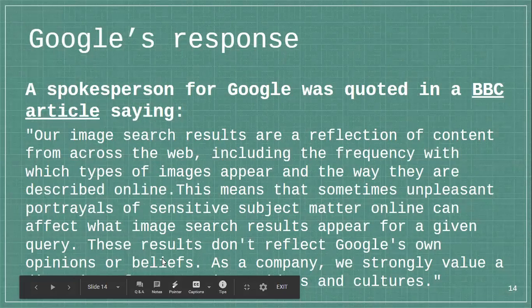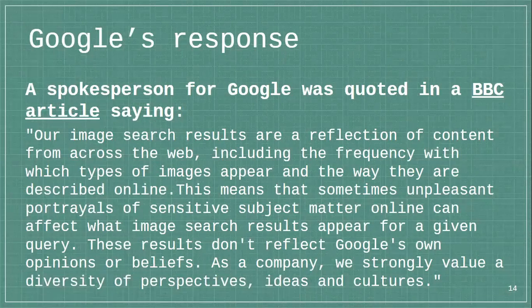All right, Google responded to this. There's an interesting BBC article about it, which again, when you have these slides, you'll be able to click on that link. And essentially what they're saying is their search results are a reflection of how people tag images, how people describe images, the metadata of those images. It talks about including the frequency of which types of image appear and the way they're described online. So this means that sometimes unpleasant portrayals of sensitive subject matter online can affect what image search results appear for a given query. These results don't reflect Google's own opinions or beliefs. As a company, we strongly value a diversity of perspectives, ideas, and cultures. So they're basically saying that this is the internet's fault and this is the people's fault. So this was an interesting response from a Google spokesperson.